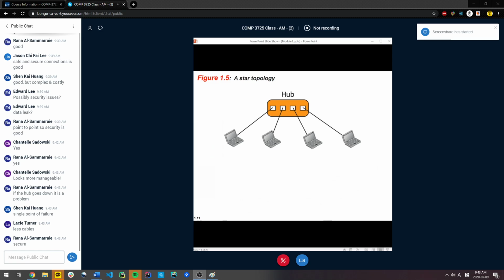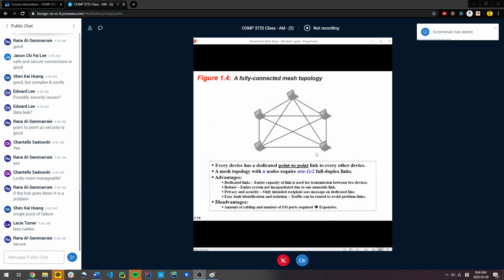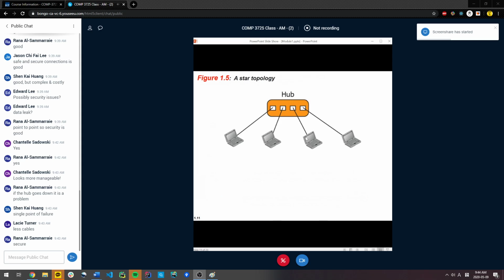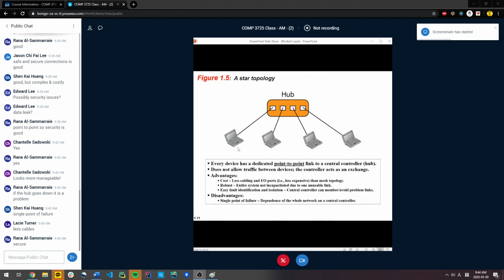Okay. Yeah, but Shankai brought up the most important thing. There's a single point of failure. Does everybody see that? In the previous fully connected topology, if one link goes down, there's an alternate path between them. If one entity goes down, which means one of these hosts goes down, that's fine. Everybody else can continue to communicate. In this particular case, the biggest problem is this. Yes, there is less cabling as compared to the fully connected mesh, but if the hub goes down, the entire network goes down.